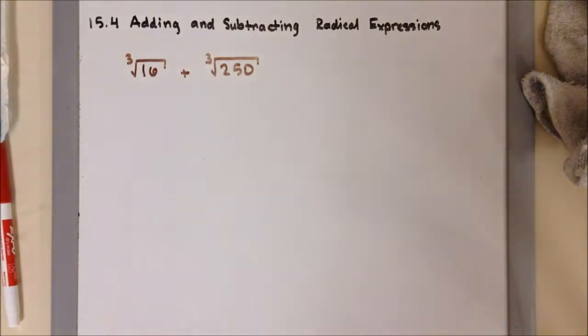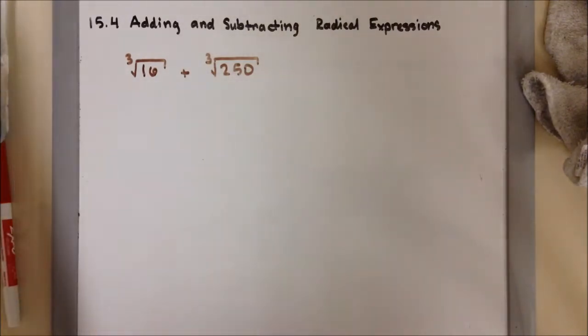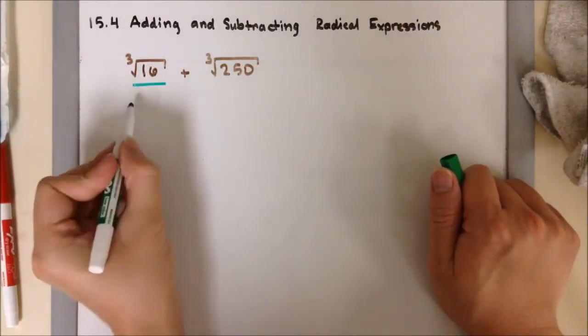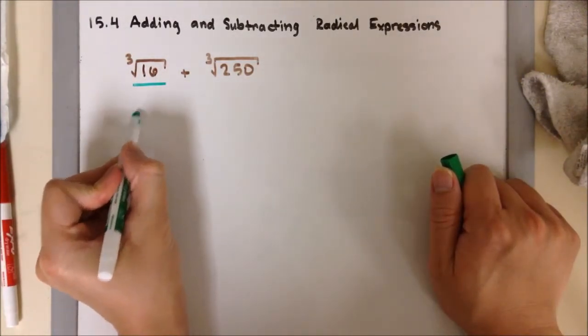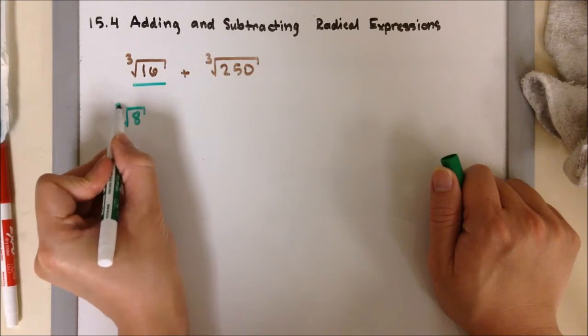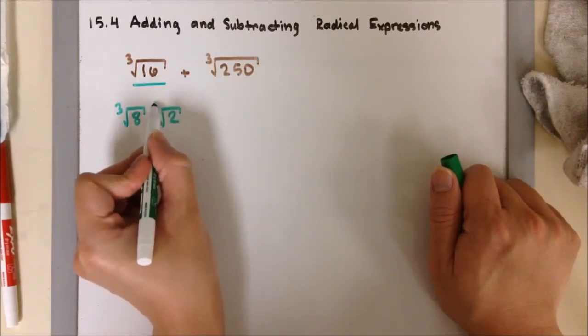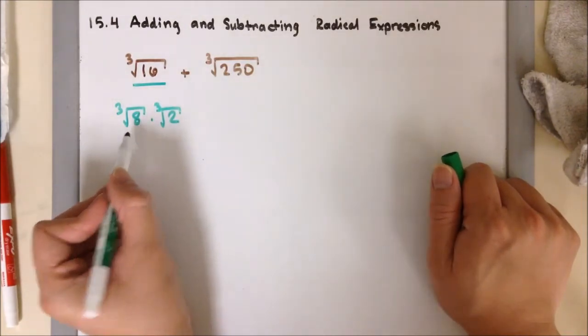Now let's take a look at the first radical expression. We have the cube root of 16. So I can break 16 down into 8 and 2. So we're going to have the cube root of 8 times the cube root of 2. Now the reason I'm using these two factors is because 8 is a perfect cube number.